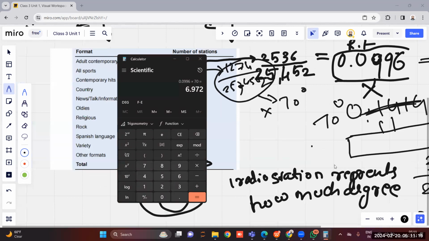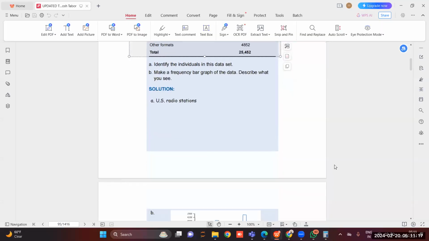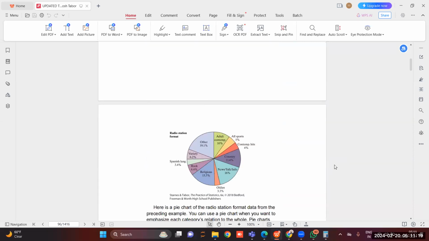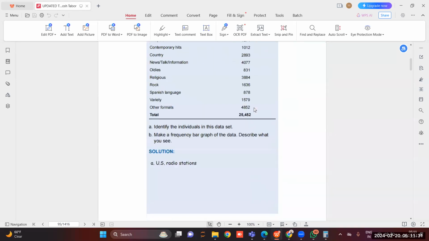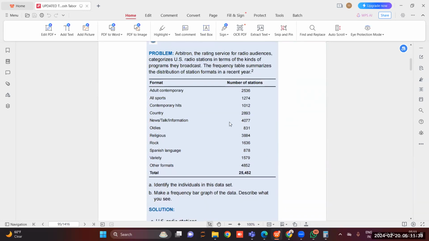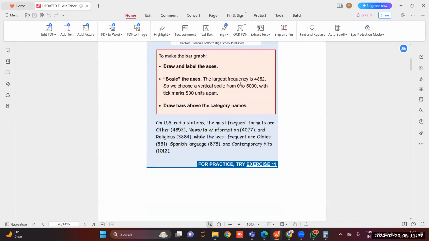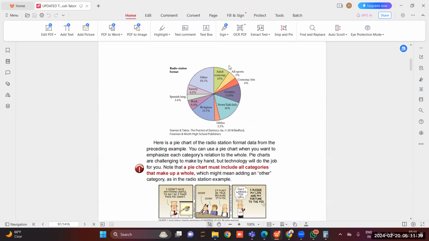So we'll just see in our textbook how he has done it. It is the same way. Our first, adult content, is 10%. All sports is 5%. He has converted it, 2536, he has done the round off of it. 10% he has given here. So this is how a pie chart is represented here.